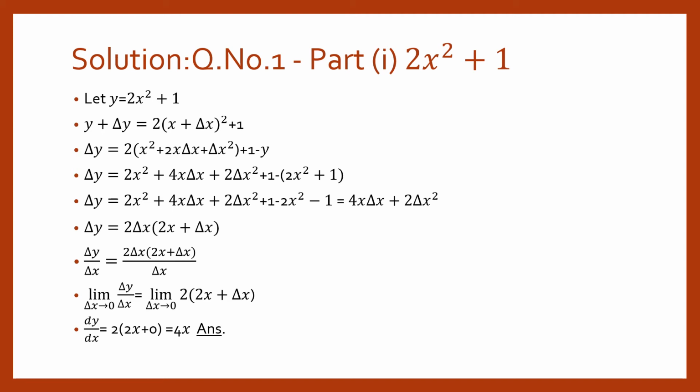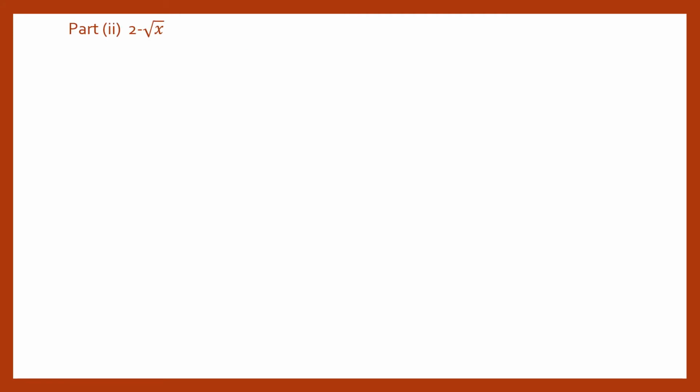Let's go to part 2. The function given here is 2 minus under root x. So I simply start with the same thing. Let y equals to 2 minus under root x. This is my start. Now I'm just going to repeat all those steps which we learned in the first slide.